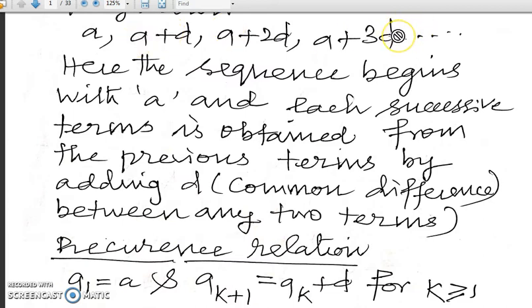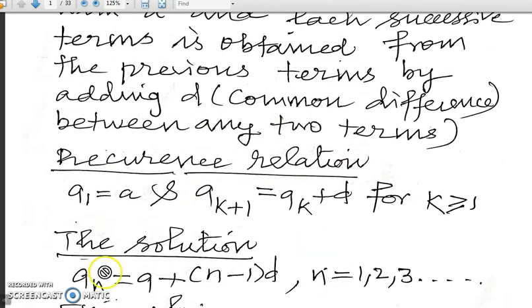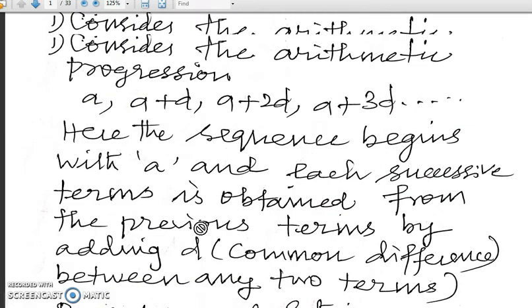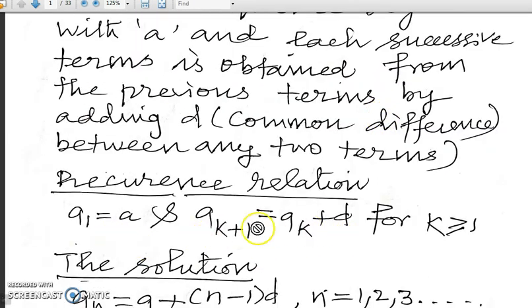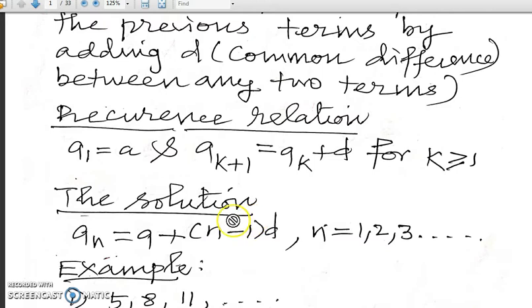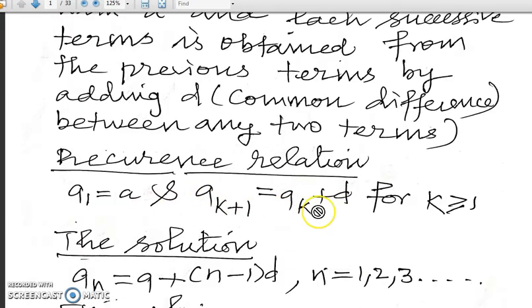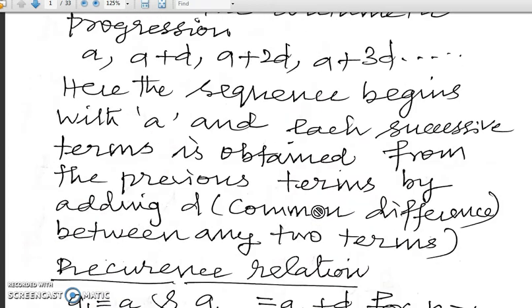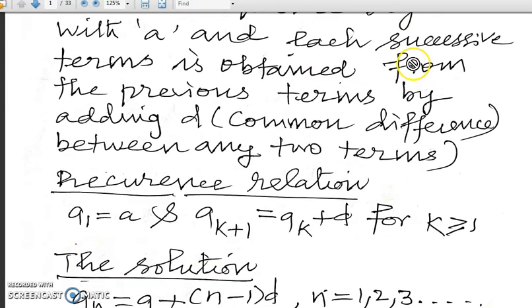The sequence is what? A recurrence sequence, I told you. So the relation connecting this recurrence sequence, we call it a recurrence relation. Now what is the solution of that? The sequence which satisfies this recurrence relation is called the solution. Here a(n) equals a plus (n minus 1) times d. For n equal to 1, 2, 3, we will get the terms of this recurrence relation, that is a, a plus d, a plus 2d, a plus 3d, dot dot dot.